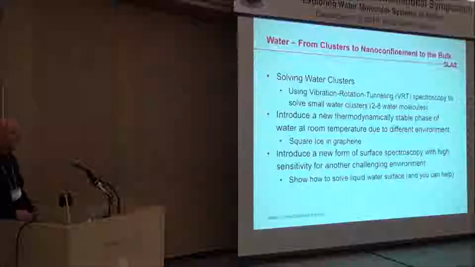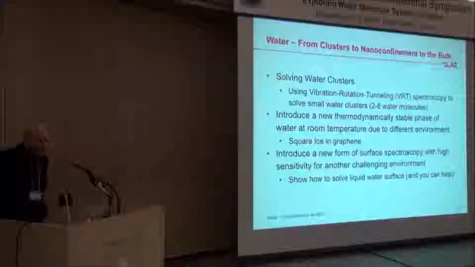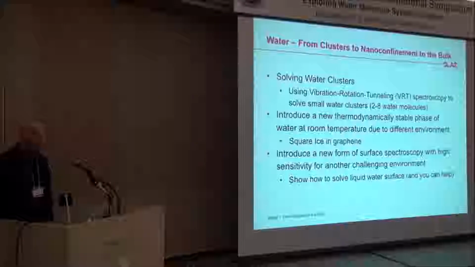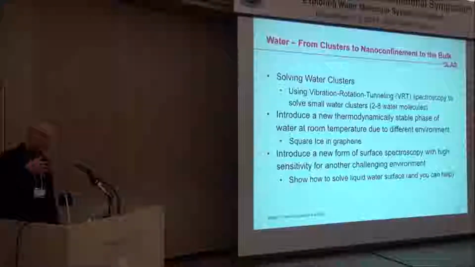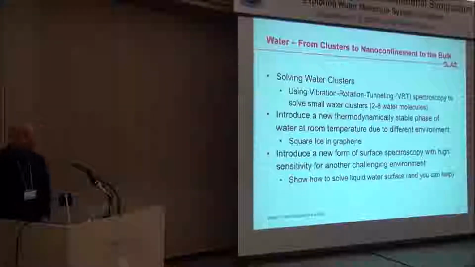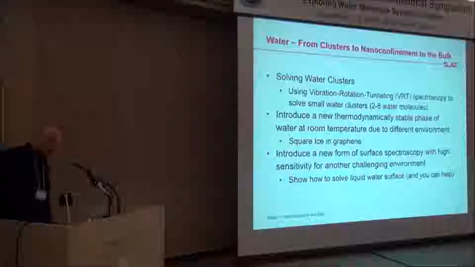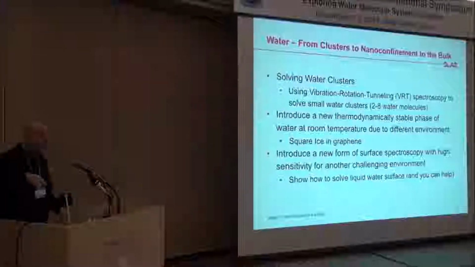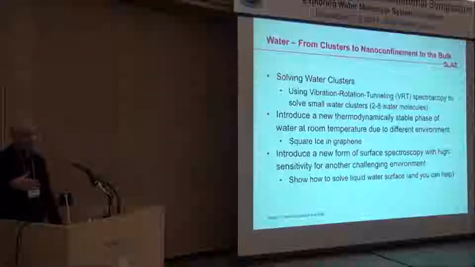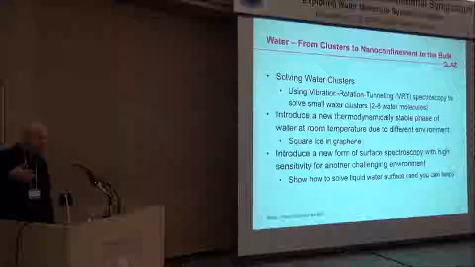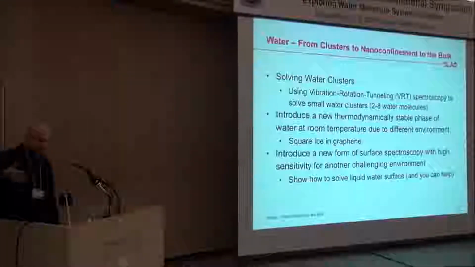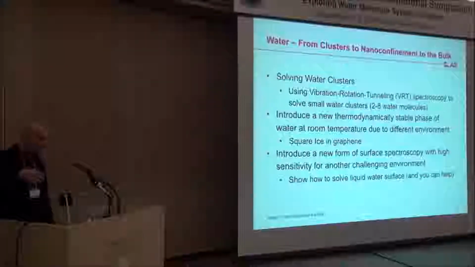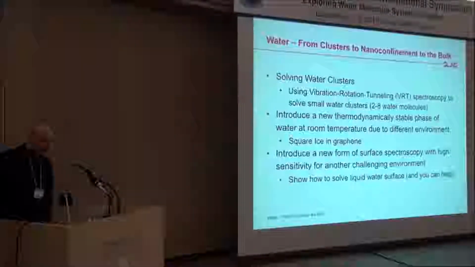All right, so this talk is going to cover three basic things. We're going to talk about using what's called vibration rotation tunneling spectroscopy, and we're going to use that to solve specifically the small water clusters from about 2 to 8 water molecules. We're also going to show some dynamics there. Then we're going to pivot and start working with some X-ray spectroscopy. You've heard a lot already about how things can structure water. Well, we're going to take it to its logical extreme, and we're going to drive a phase transition. So we're going to show you that square ice is actually a new phase of water, stable at room temperature when it's found in graphene.